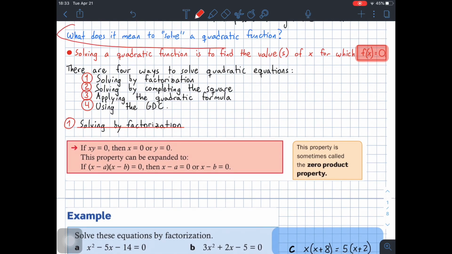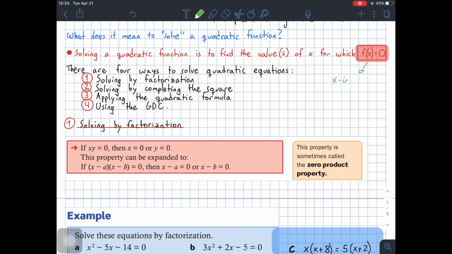What does it mean to solve a quadratic function? Whenever we're asked, solve the following quadratic function, what do we need to do exactly when the word solve appears? Solve implies this over here. It says, solving a quadratic function is to find the value or values of x for which the function f of x equals 0. Okay, so basically solving means finding the x-intercepts.